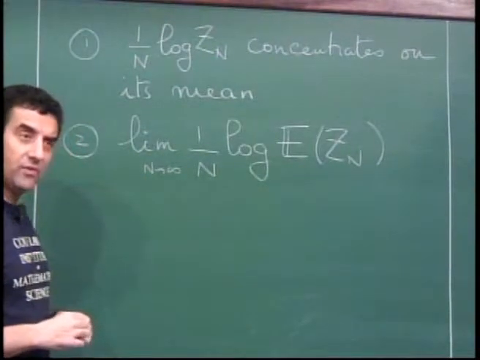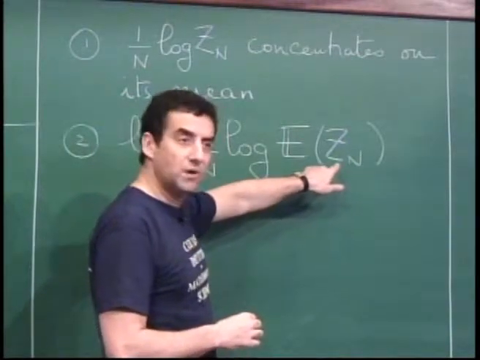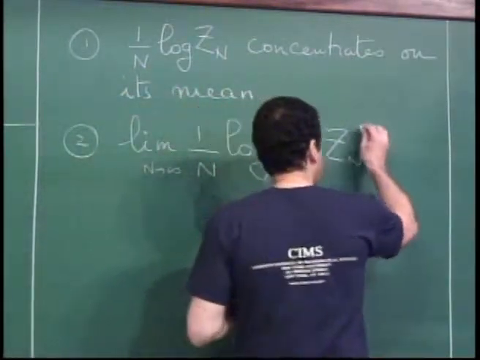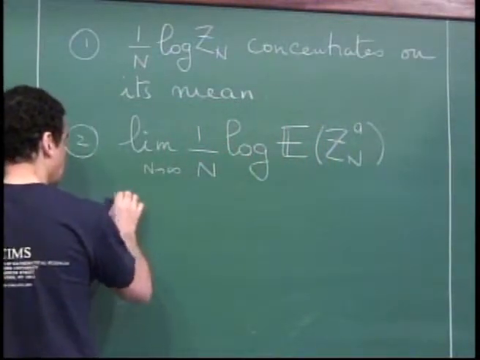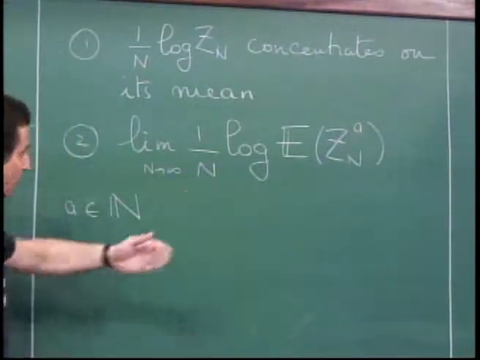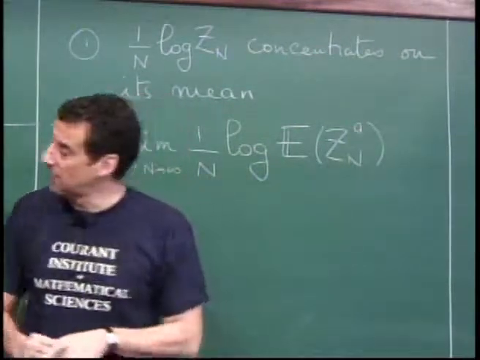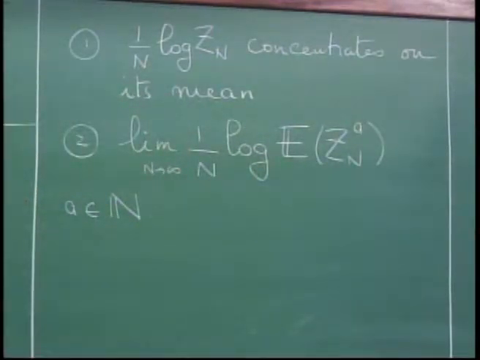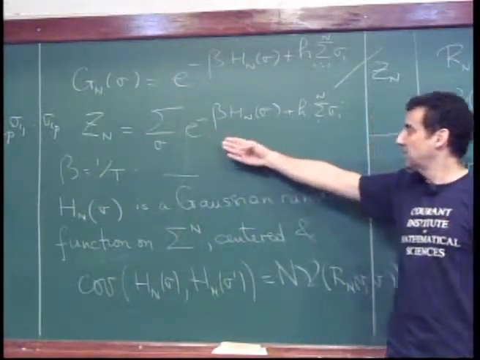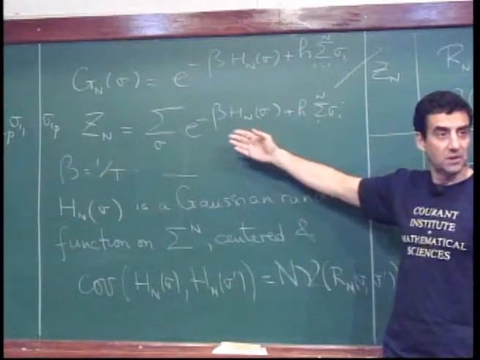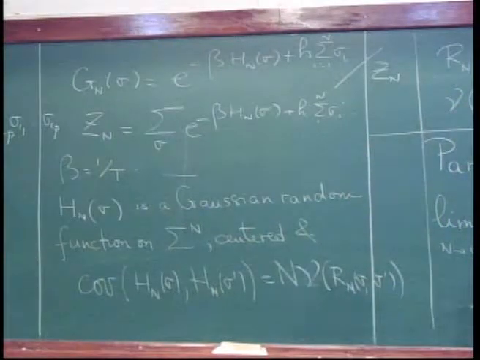Then the physicists thought the following. Okay, that's a simple computation, but we could do a little more than that. So I could compute, when a is an integer here, the moments of Zn. Why? This computation is easy too. Because look, if you take this, forget this h for the moment, take the power 2 or 3 or 4 of this, what will you get? A sum of products of those exponentials. So you will have exponential minus beta, hn of sigma 1 plus hn of sigma 2, etc.